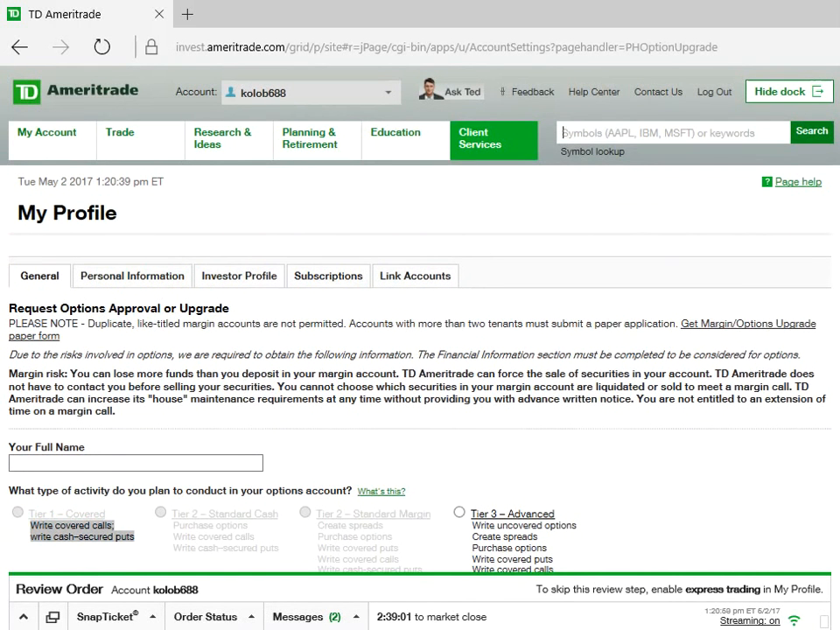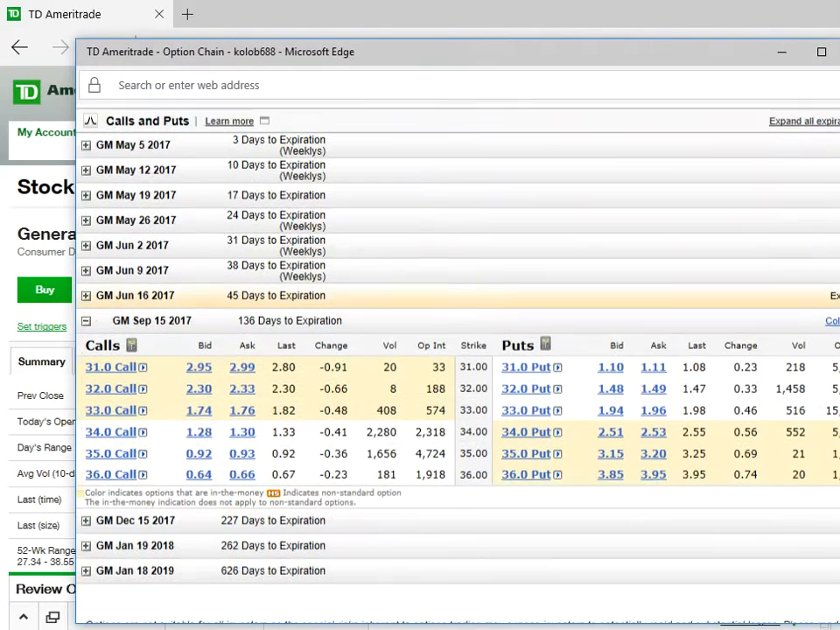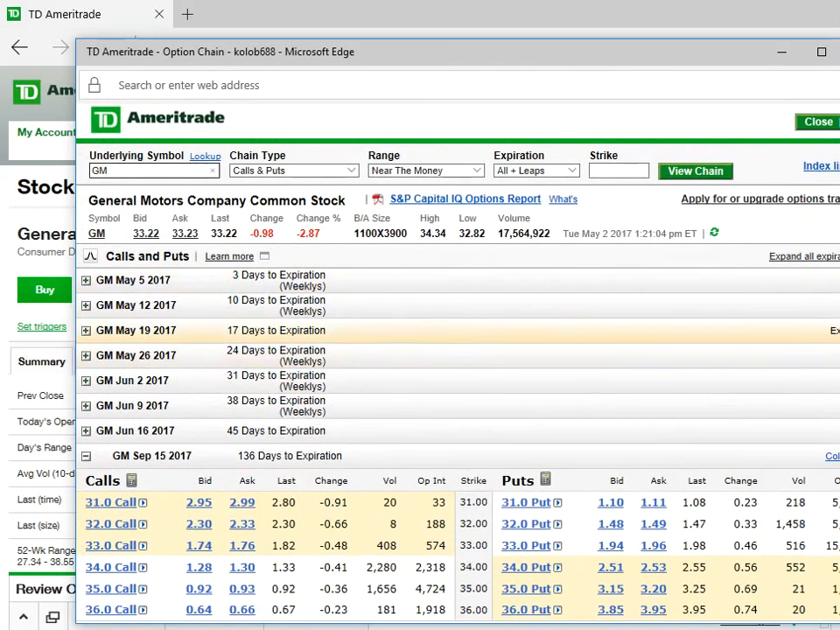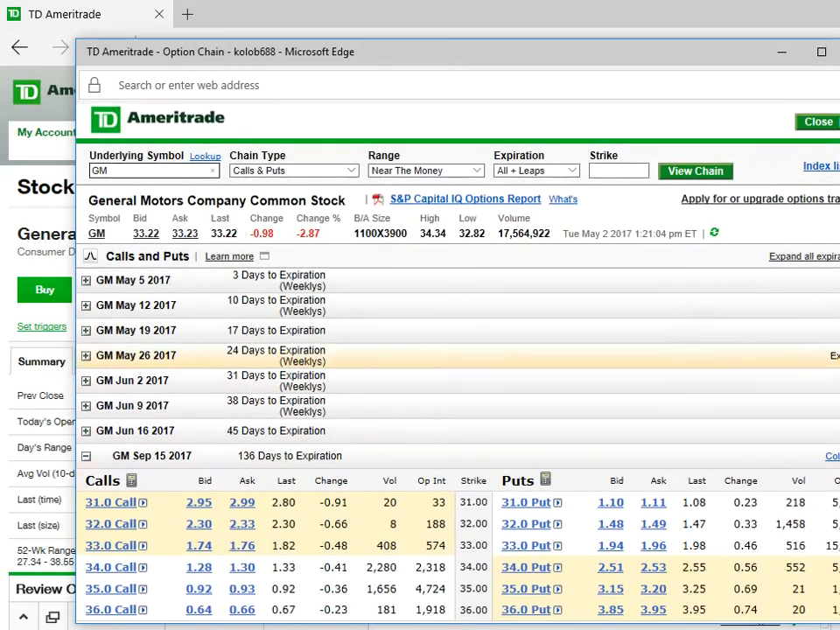Okay. Now, back to General Motors here, and back to the option chain. So you've sold your $31 put, and now you wait for 136 days. And if the price of General Motors stays above $31 per share, it's at $33, then you get to collect $111. Now, if it goes down to $30, then you wouldn't lose money because you collected $110, which would offset the loss.